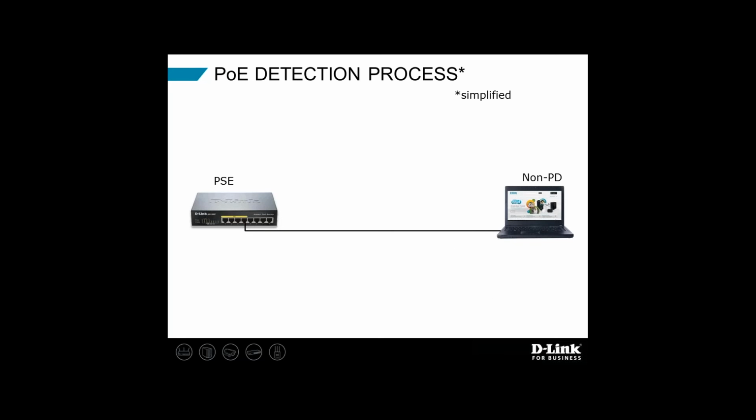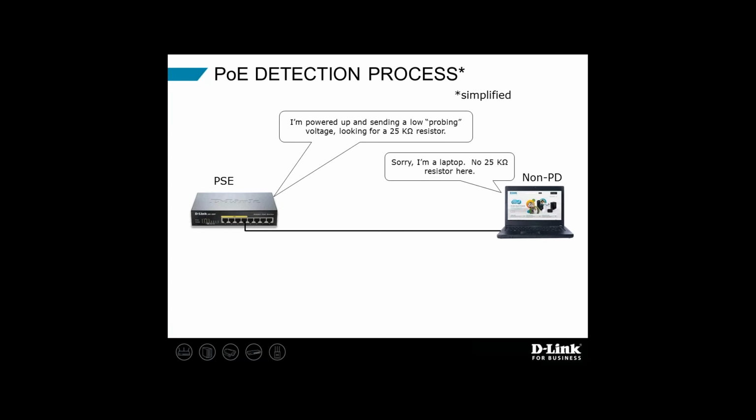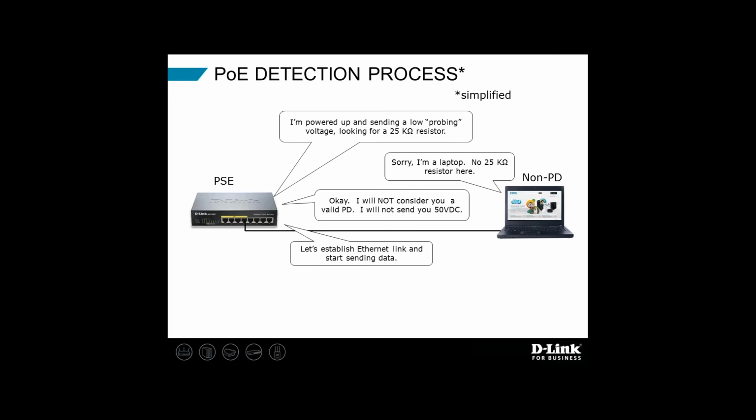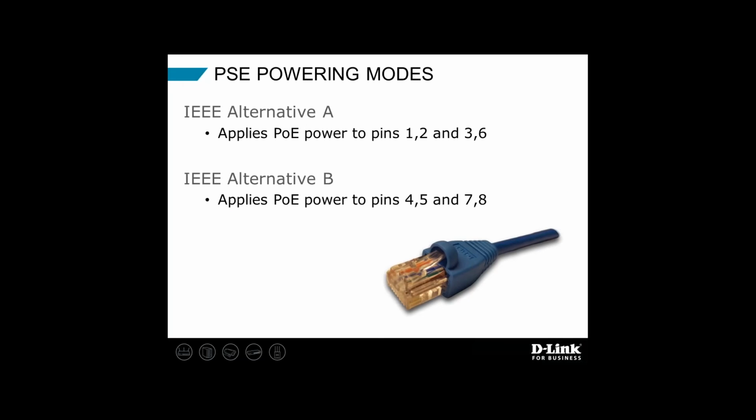We'll take a look at another example when I plug my laptop into a PoE switch. Now my laptop is not a valid PoE device, and I certainly don't want to blow it up with 50 volts of DC power. So when I plug a PoE switch into my laptop, same thing, he's looking for that 25 k ohm resistor by sending out a low probing voltage, and my laptop doesn't have that resistor. So he says, sorry, you're not going to find that here, and the PSE is smart enough to say, then I will not consider you a valid PD, and I will never attempt to put that 50 volts of DC power on the LAN cable. However, we can still establish Ethernet link and start communicating and sending Ethernet data. So I hope that gives you a quick idea of how that signature detection process works.